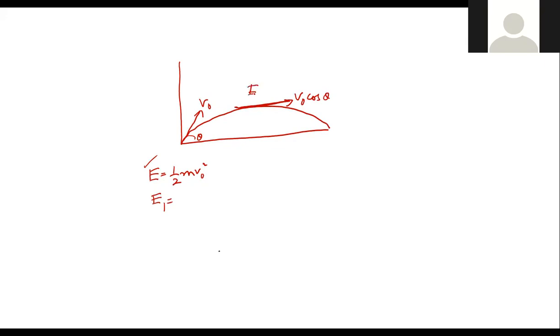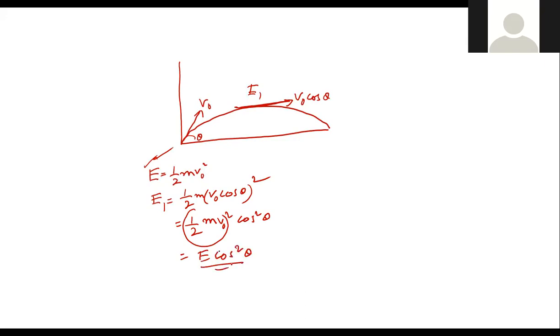So the kinetic energy there, if I call it E1, will be half m V0 cos theta whole square. So what will this be? Half m V0 square cos square theta. What is half m V0 square? E. So E cos square theta. So in terms of theta and E, you get your answer.